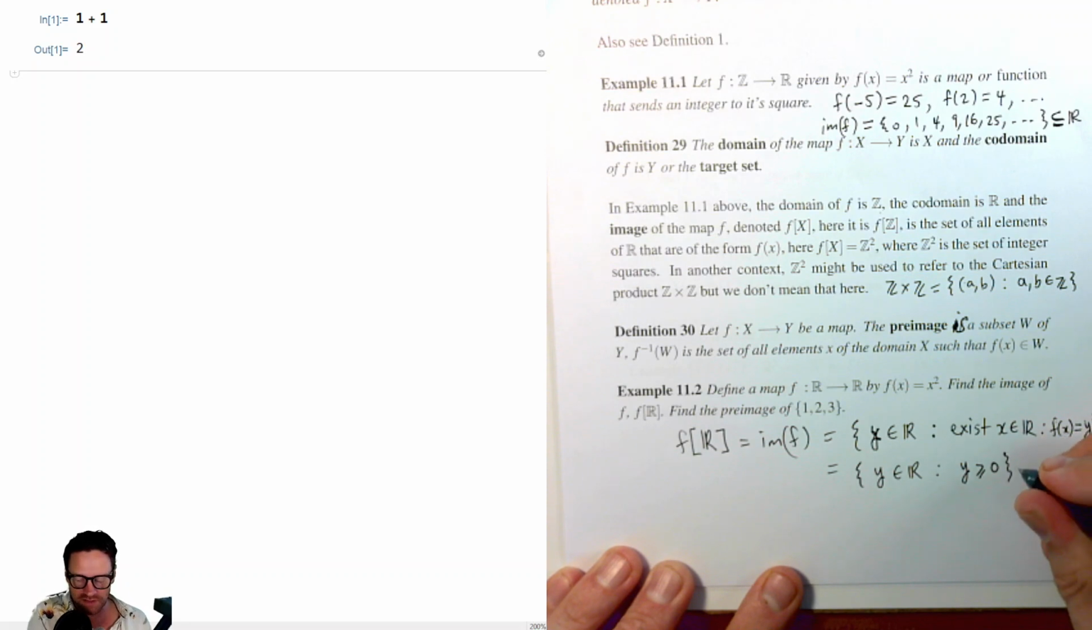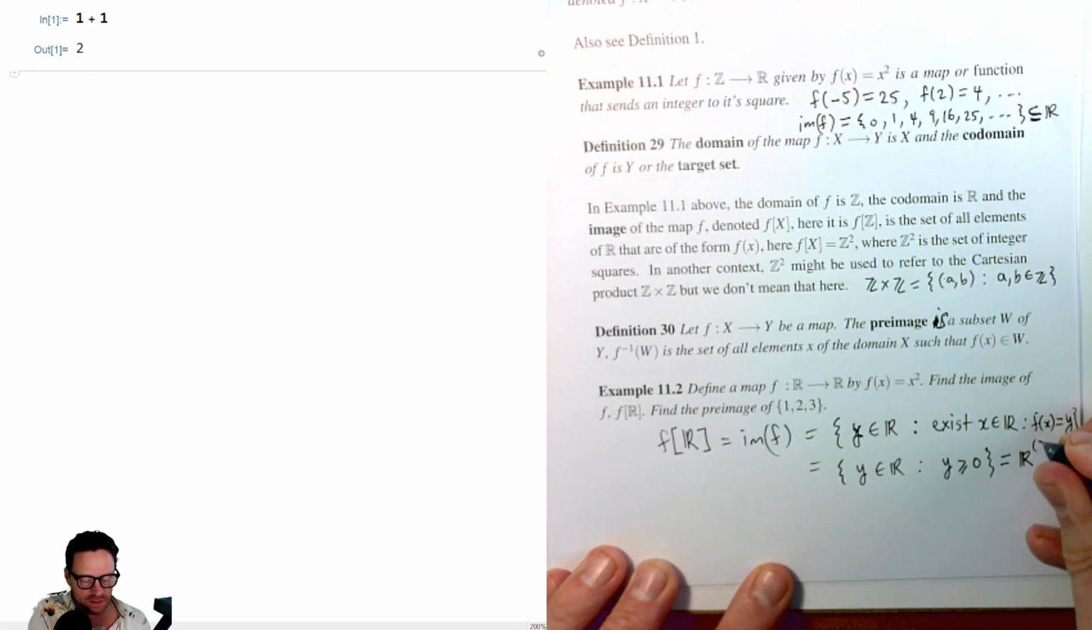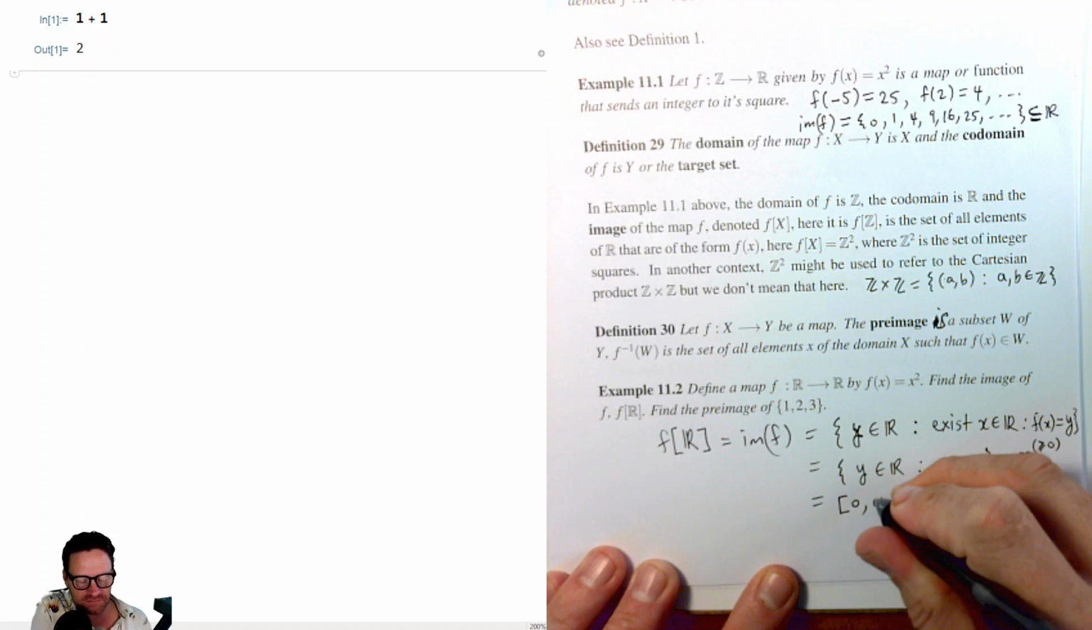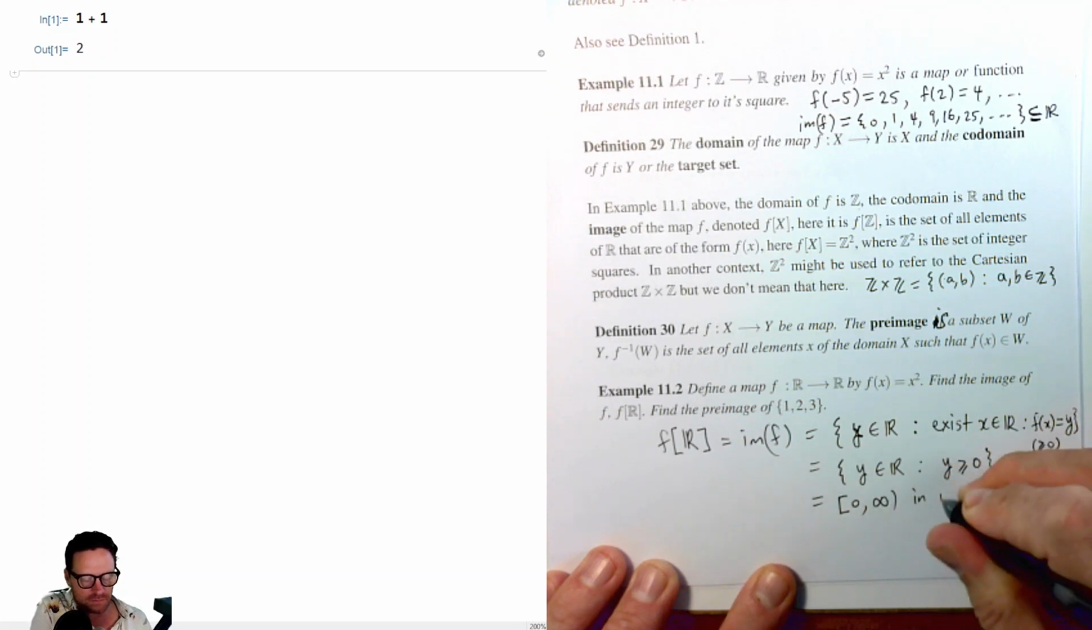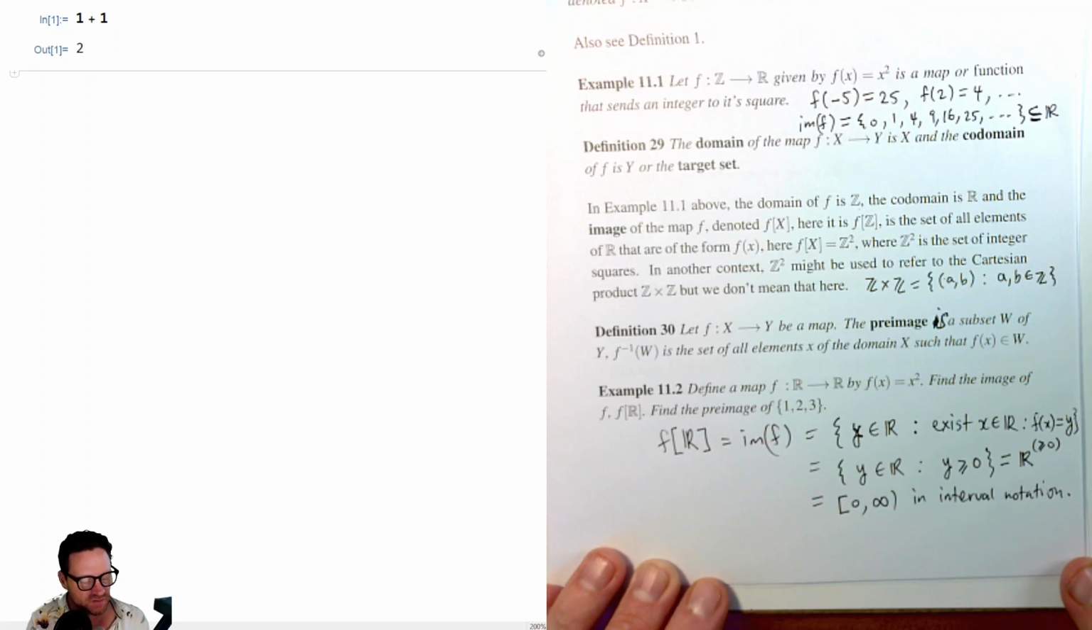And there's another way to write this. We could use a superscript to denote this. So R superscript, and then I'll just put a greater or equal to sign in the superscript or in round brackets, referring to the set of all real numbers that are greater or equal to 0. Now in interval notation, it looks like this. Okay, so that's the image of the map.